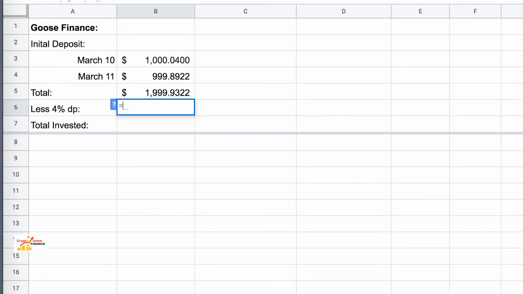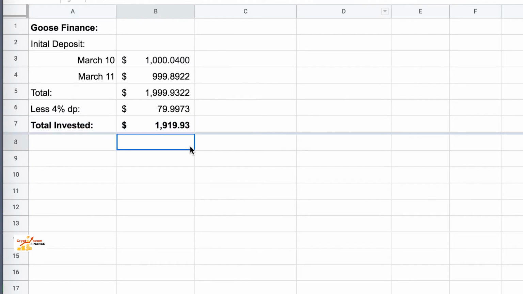So I just put in everything that I had in my MetaMask. So that brings us up to the total deposit of $1,999.93, less the 4% deposit fee that Goose Finance charged me, $79.99. So my total investment was $1,919.9349. Yeah, this is a lot of numbers.